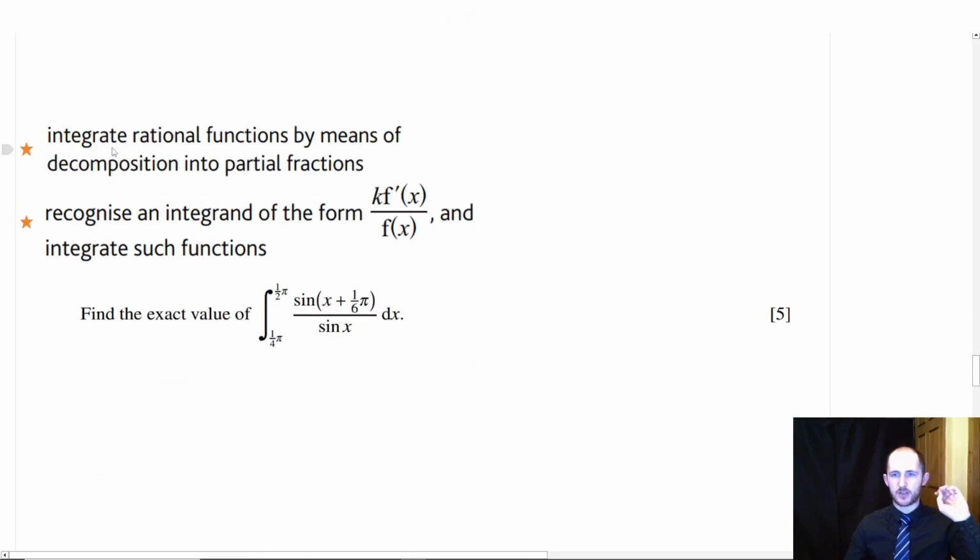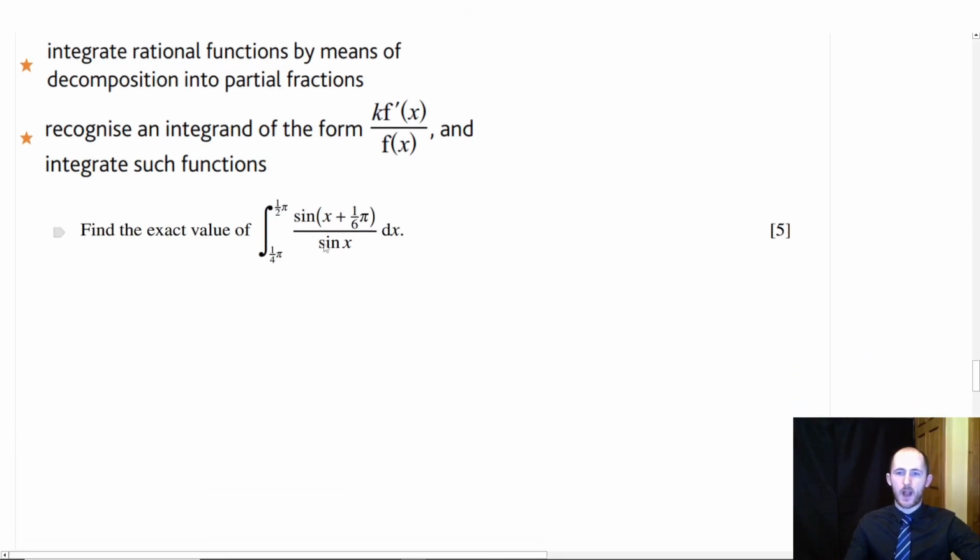Integrate rational functions by means of decomposition into partial fractions. Recognize an integrand in the form of k, f prime x over f of x, and integrate such functions. So this is when you're doing things like ln and all of that fun stuff. Okay, so this one is pretty big. So let's get to it.